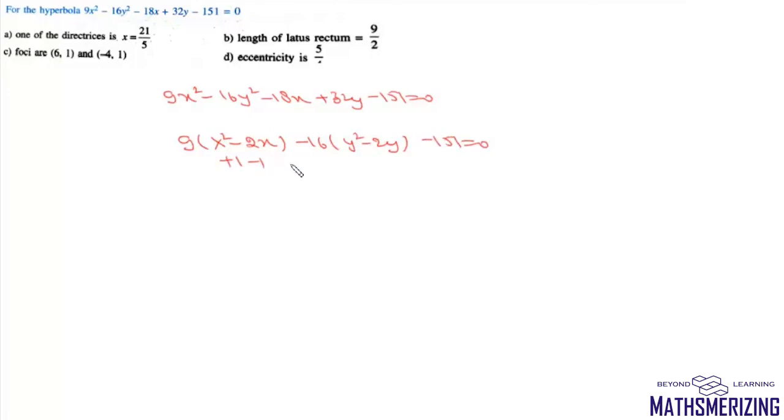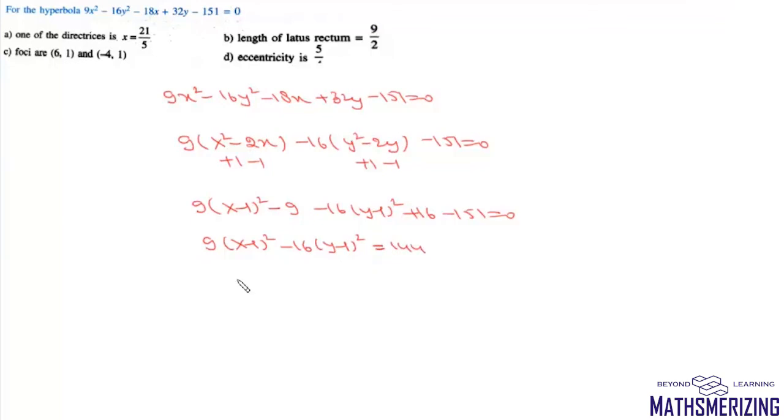Now here we'll add 1 and subtract 1, and here also we'll add 1 and subtract 1. So we'll write 9 into (x minus 1) whole square minus 9. Now minus 16 into (y minus 1) whole square plus 16 and minus 151 equals 0. So we'll write this equation as 9(x minus 1) square minus 16(y minus 1) square, and then 16 minus 9 is plus 7, and minus 151 plus 7 is minus 144. So we can write this equation as (x minus 1) whole square, and if we divide it by 9, it'll be simply upon 16, and minus (y minus 1) square upon 9, and this is equal to 1.